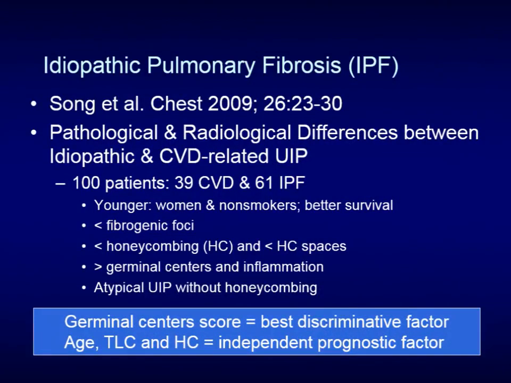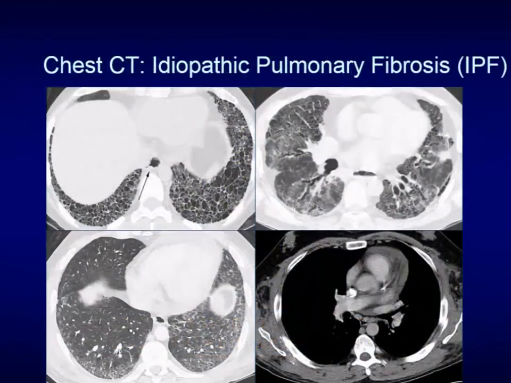So in 2009, Song tried to compare those patients with connective tissue or collagen vascular disease UIP versus those with idiopathic pulmonary fibrosis. They looked at 100 patients and found that the ones with UIP with collagen vascular disease largely were younger, women and non-smokers, and this was associated with better survival. They had less fibrogenic foci, less honeycombing, but had more germinal centers and inflammation, and they coined the term atypical UIP without honeycombing. The germinal center score was the best discriminative factor distinguishing these two diseases, and age, total lung capacity, and honeycombing were independent prognostic factors for improved survival.